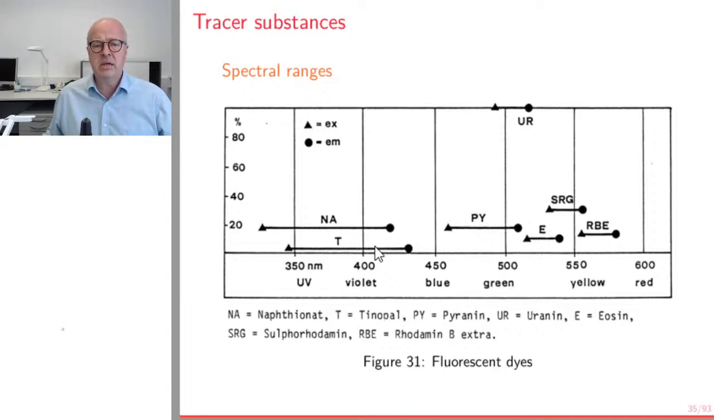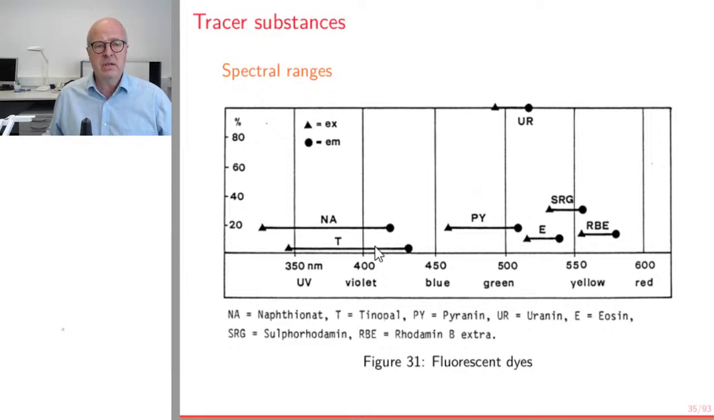So you see again the naphthionate that I have discussed in more detail, from 320 to 420. You see the uranine that I have mentioned from 491 to 516. You see the sulforhodamine that I have also explicitly mentioned from 530 to 555. And you see the other tracers.